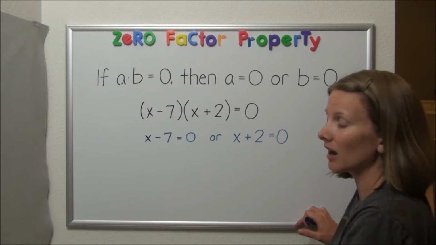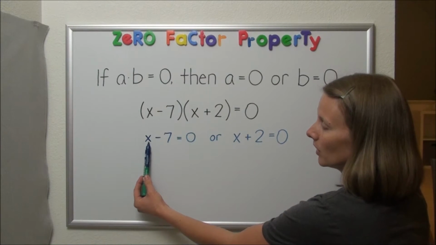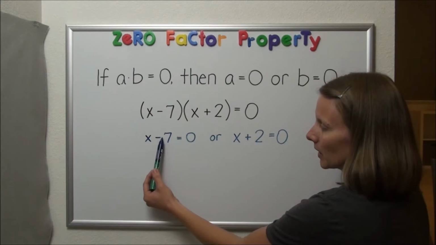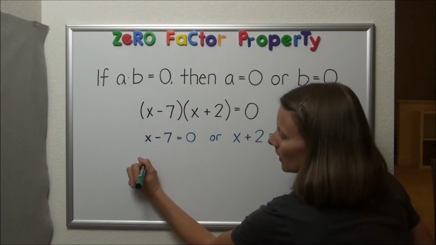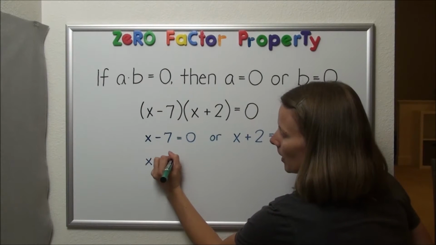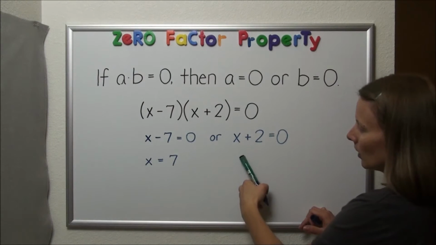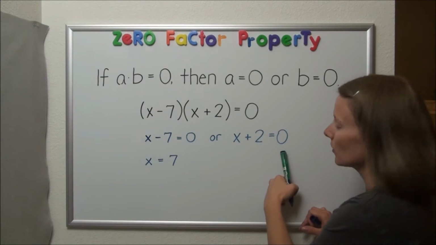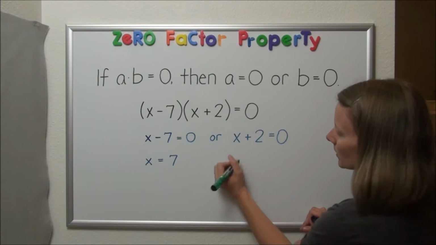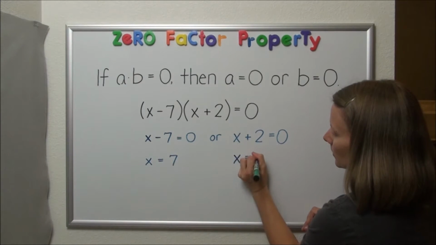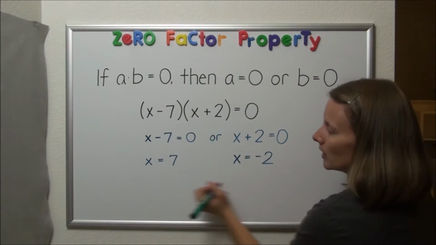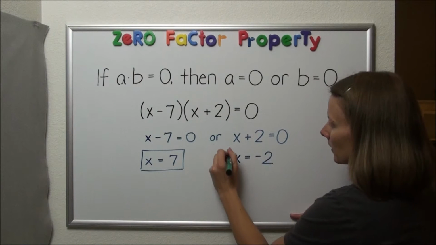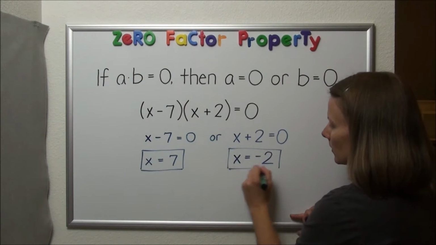We want to isolate x. We want to get x by itself. So for this first equation, all I have to do is move 7 to the right. So I'm going to add 7 to both sides, and that would give me x equals a positive 7. Over on this side, I've got x plus 2 equals 0. I want to move that 2 to the other side, so I'm subtracting 2 from both sides, and I get x equals negative 2. So I have two answers for this equation. I have x equals positive 7 and x equals negative 2.